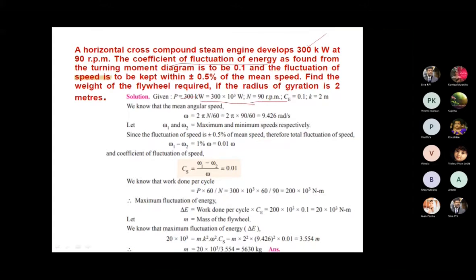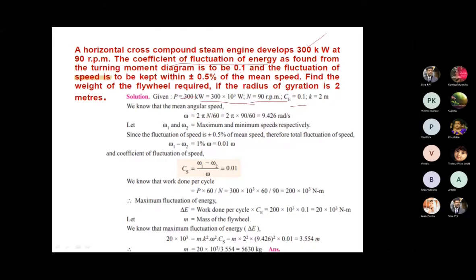And the coefficient of fluctuation of energy, CE. Simple fluctuation of energy, or maximum fluctuation of energy, means delta E. But coefficient of fluctuation of energy means C. So the coefficient of fluctuation of energy C equal to 0.1, and the fluctuation of speed is kept within plus or minus 0.5 of the mean speed.